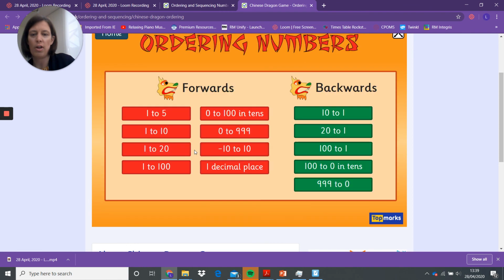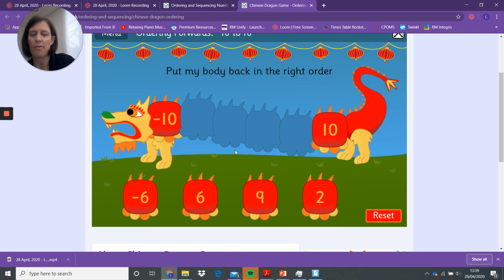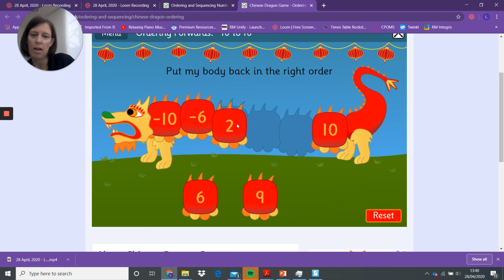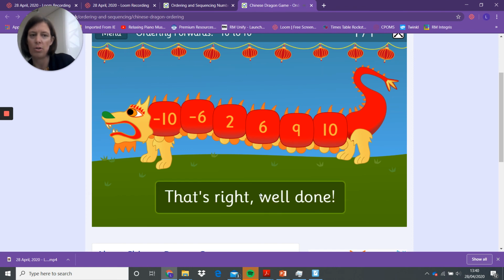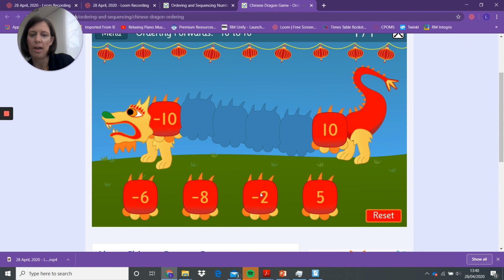I'm going to play on ordering. And this is where, like on all the other games, you need to choose carefully what we want to do. Well, we want the negative numbers. So I'm going to do negative 10 to positive 10. Click on that one, and then I've got to put the body back in the right order for the dragon. Okay, so negative 10 is the smallest. Having a look here, negative 6 must be the next body part of the dragon. And then as the numbers are getting bigger, I'll have 2, and then I'll have 6, and then I'll have 9. Okay, I can check if I was right. And I was, okay? So I can keep going now and playing that game.